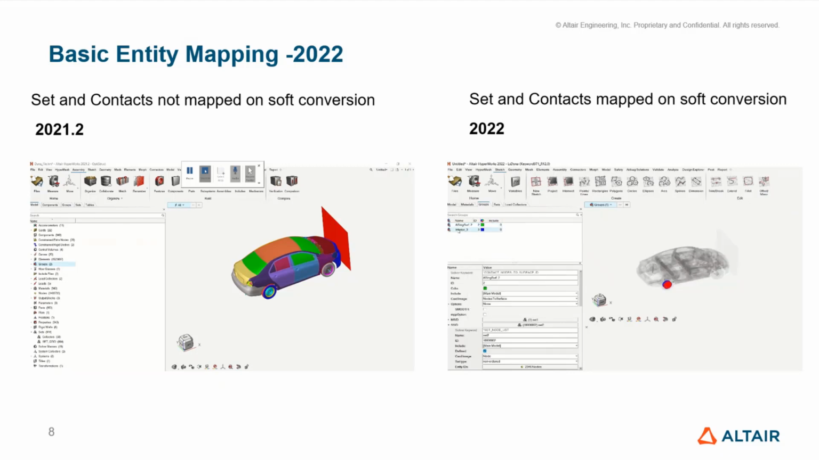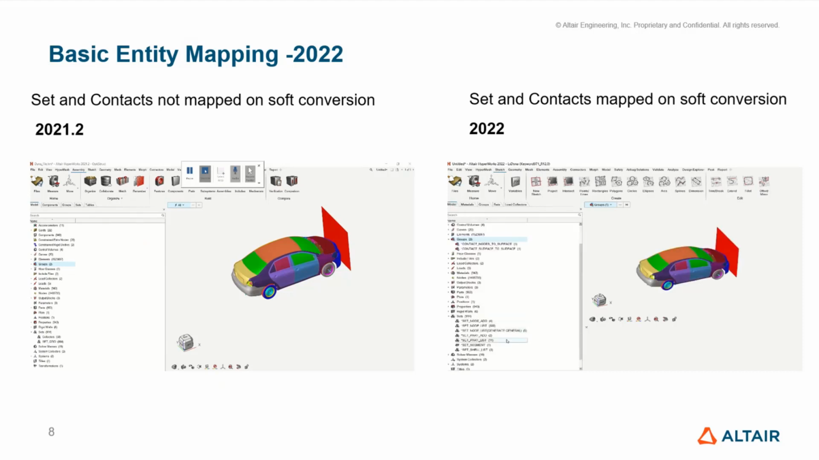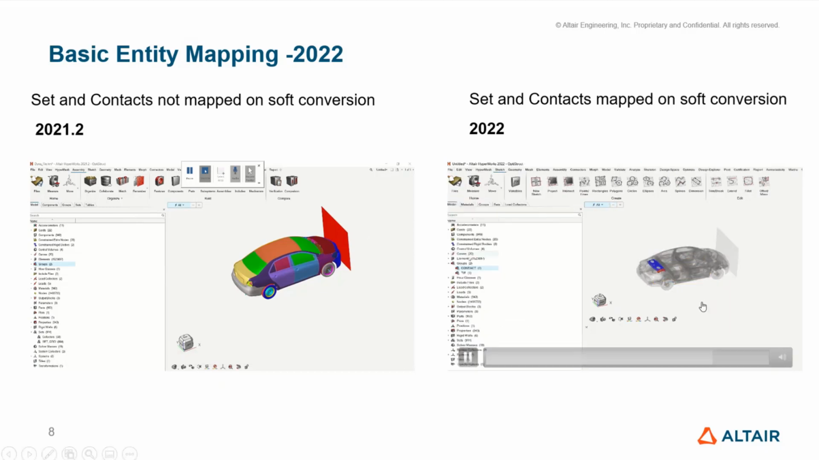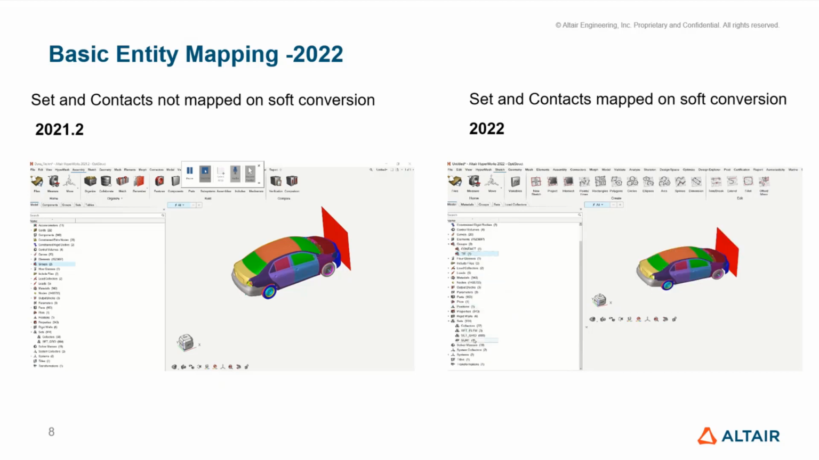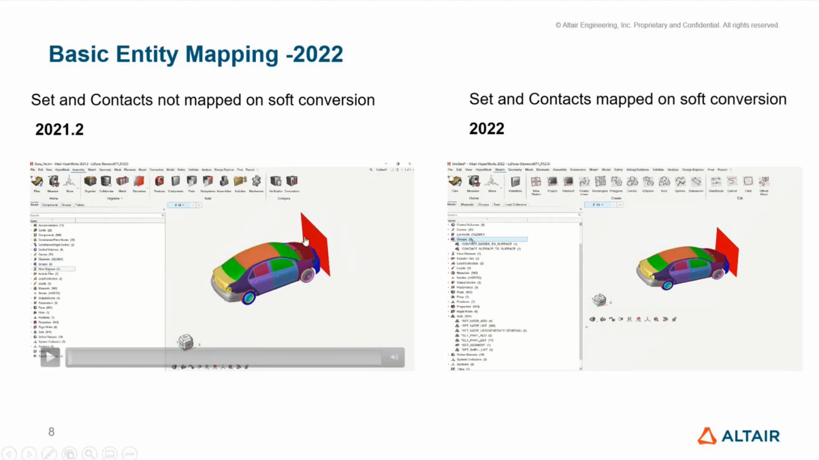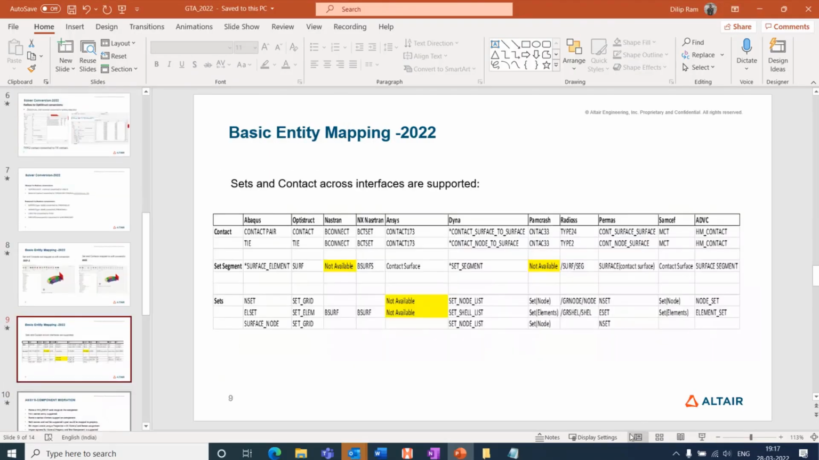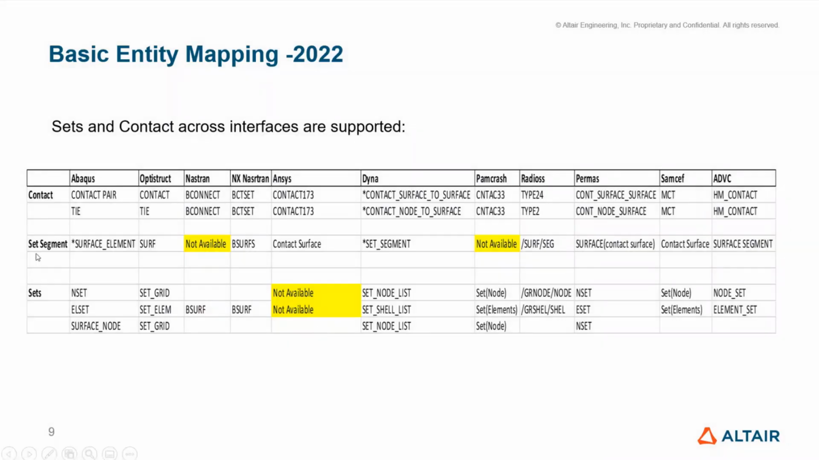One of them is node to surface, another one is surface to surface. So on conversion, you basically see these node to surface and surface to surface mapped on switching interface. At the same time, you see even the surface segments, element sets, node sets are also mapped on conversion on switching interfaces. So this was the enhancement which was made with regard to soft conversion. So this is how the mapping was carried out across all interfaces.